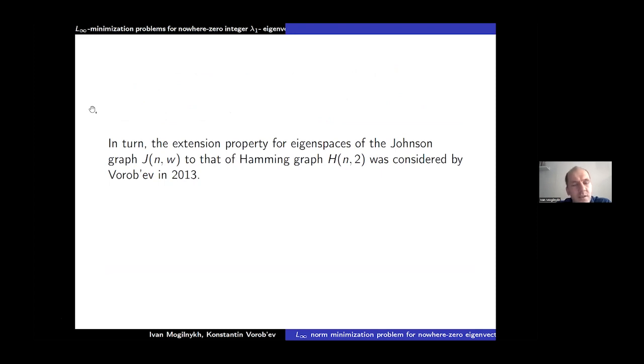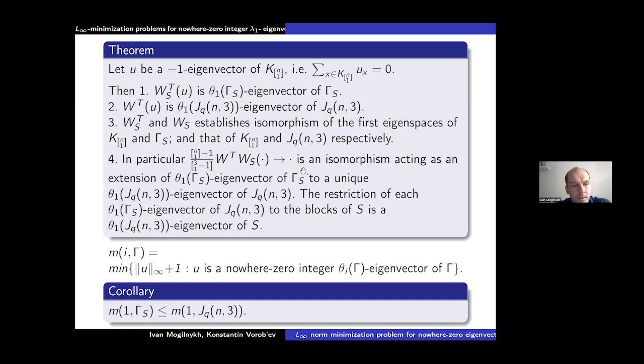So these properties, extension or embedding properties for eigenspaces of two different but related graphs, were studied by Vorobyov in 2013 for Johnson graphs and Hamming graphs. So for Johnson graphs, there is an embedding of their eigenspaces into that of Hamming graphs.